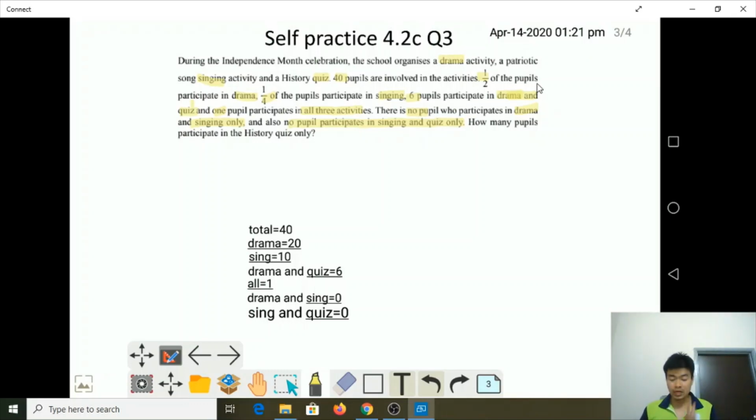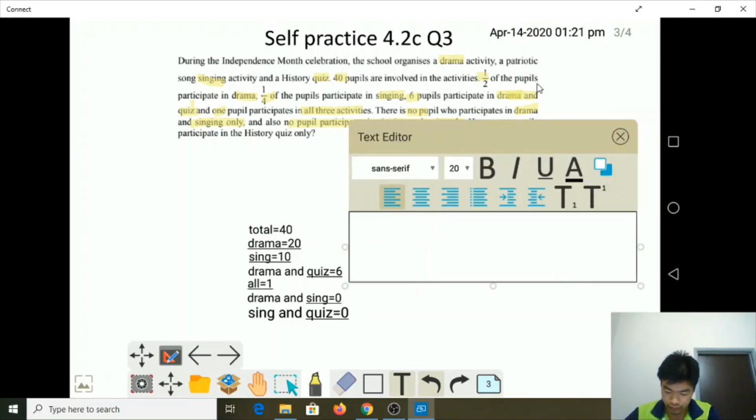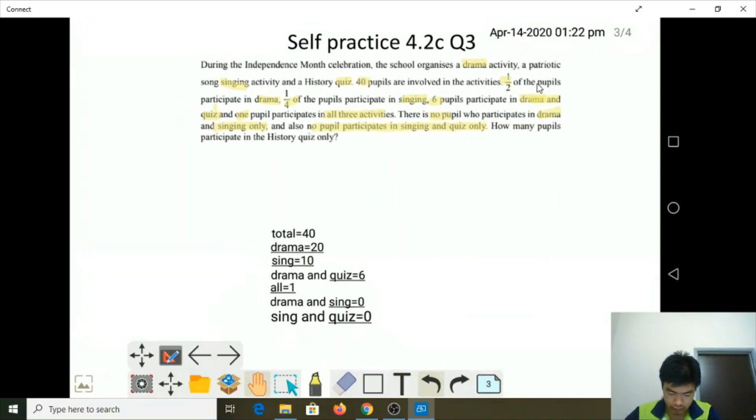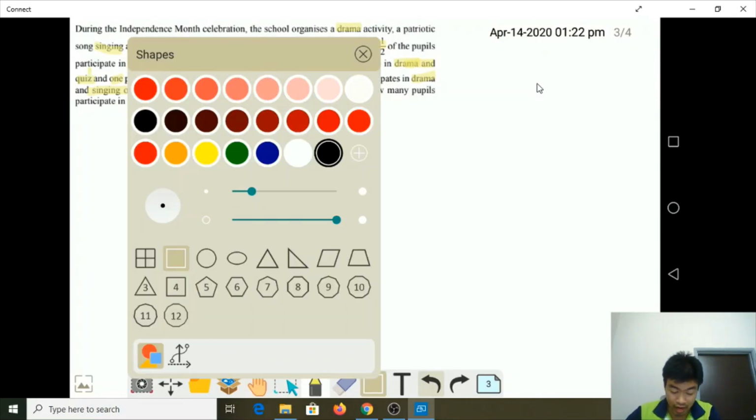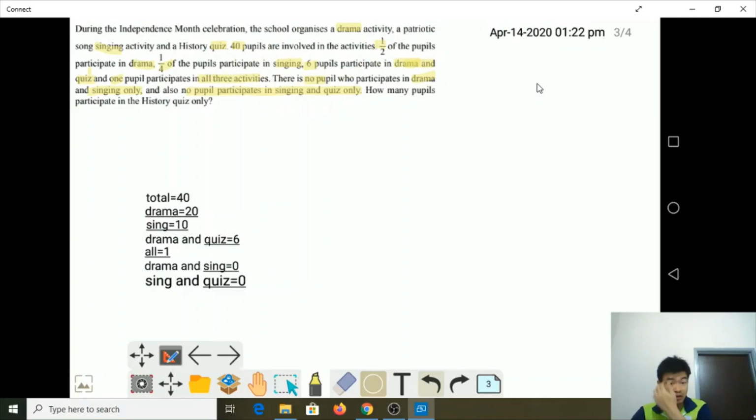Now you can draw the Venn diagram, right? Okay, let's draw the Venn diagram. Let me draw it over here. So I have 3 sets. I should have 3 sets: set drama, set sing, and set quiz, right?